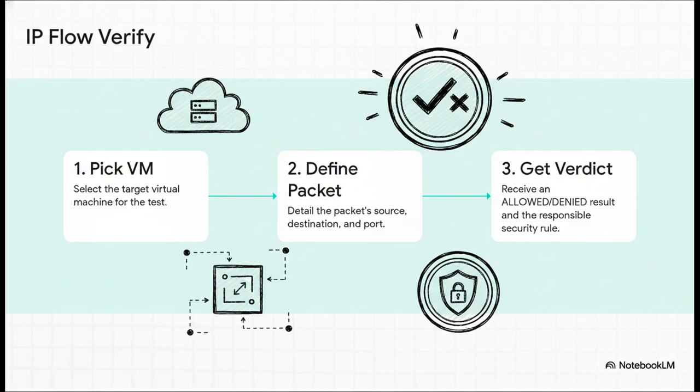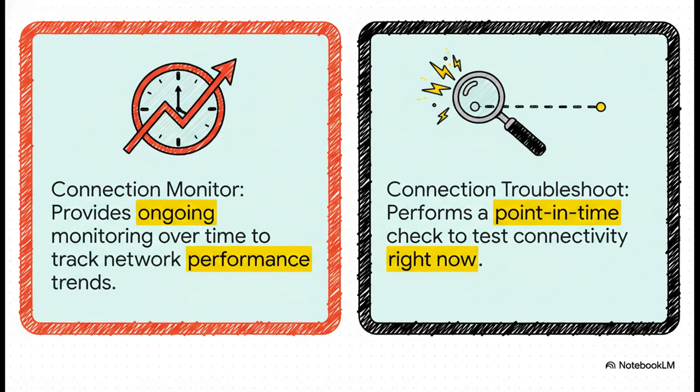One of the most powerful tools here is IP Flow Verify, and its real beauty is in its simplicity. Say you think a firewall rule is blocking traffic to a VM. You just pick that machine, plug in the details of the packet, and hit run. And then bam, it comes back with a super clear verdict, allowed or denied. And it even points to the exact security rule that made the call. Talk about case closed.